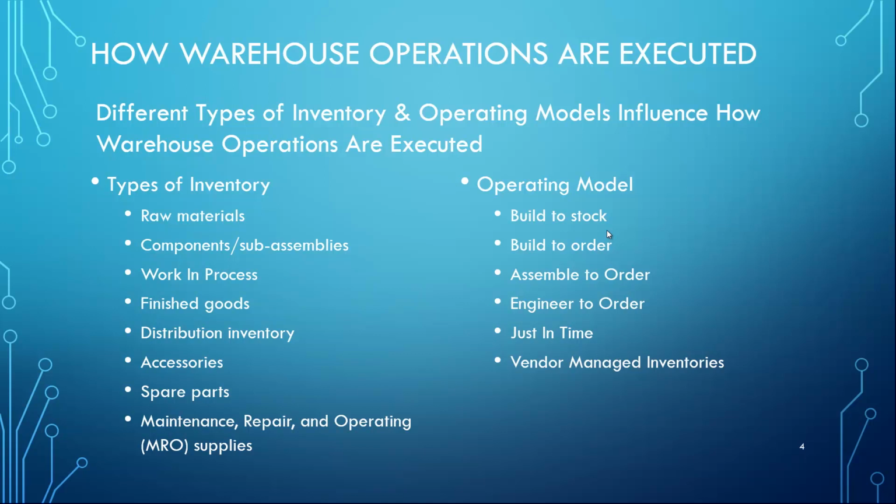So for operating models, you can design the warehouse operations to build items to stock. It depends on what kind of warehouse you have, and if you have, for example, the components and sub-assemblies, then you can assemble and build based on orders. You can assemble to order or engineer to order. It could be designed to deliver items just in time, since they are in a certain area, so they can fulfill the demand based on that area and get items just in time for the customer.